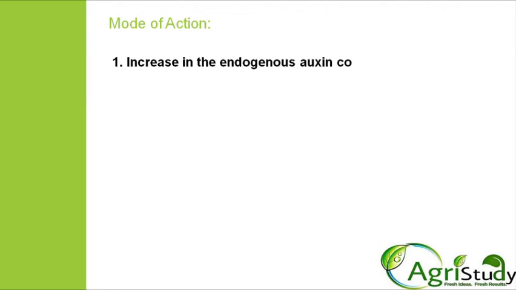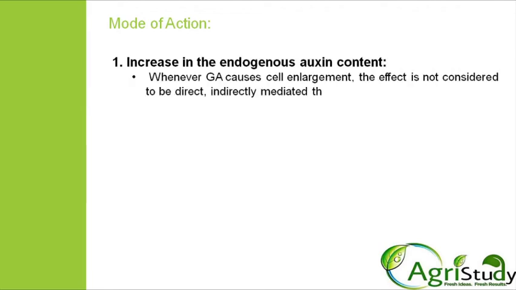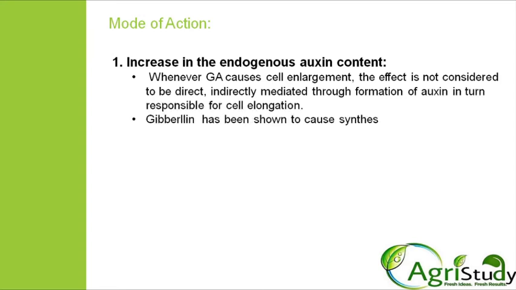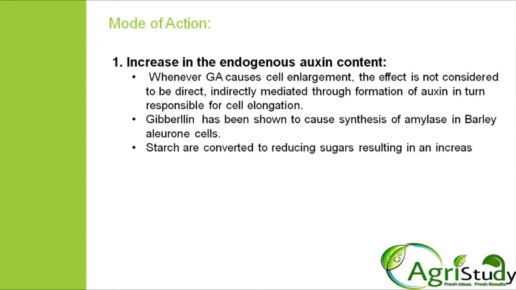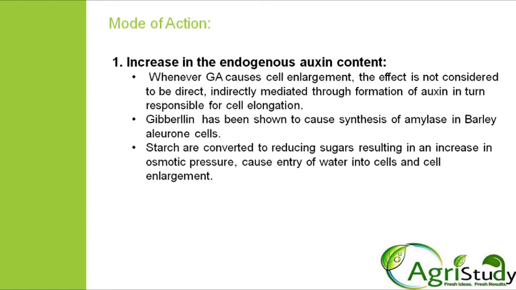Yes, now let's see the mode of action. What might be the mode of action? As you may know, as we see in the rice plant itself, the length is just increasing. It majorly does not increase the number of nodes, it just increases the internodal distance. It is mainly the cell elongation that is causing this. So cell elongation takes place, and see what happens during the cell elongation: an increase in the endogenous auxin content.